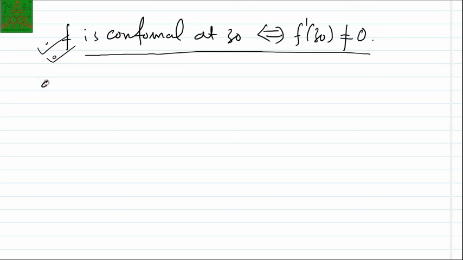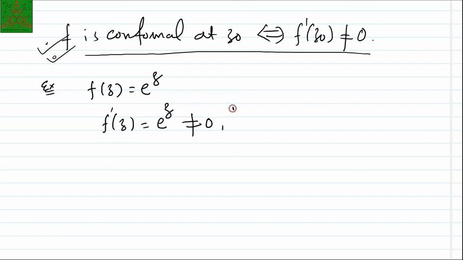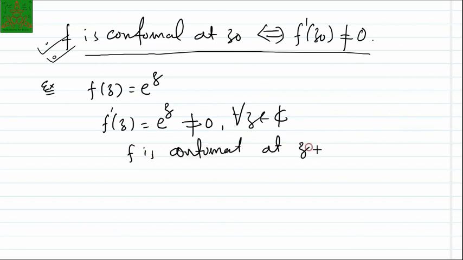Let's discuss some examples. The question is, discuss the conformality of the function f of z equals e power z. As you know, the derivative of this function is itself, and e power z is never 0 for any z belonging to C. So we can say that f is conformal at every z in C. So it is conformal in the entire plane.